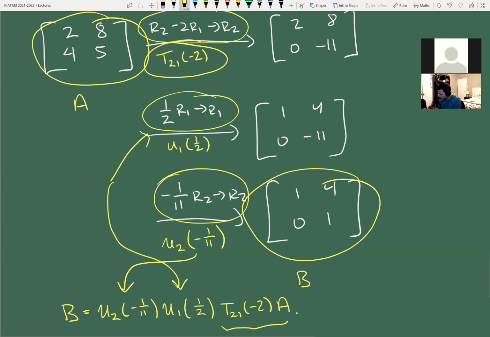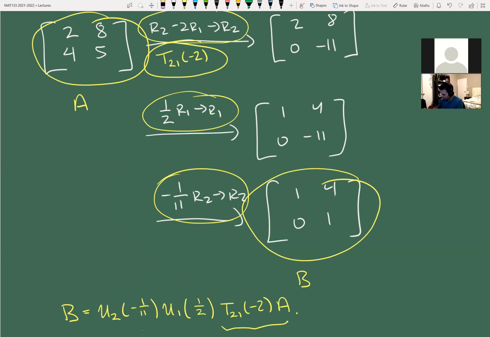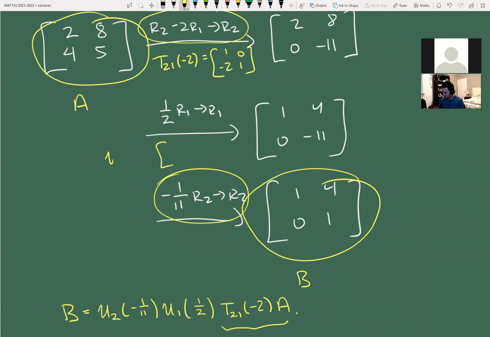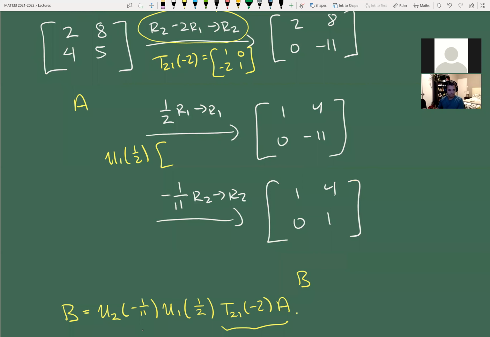And what we just found, and I'm fine telling you what these matrices are because this is the 2x2 case. Okay, so we've got T21 of negative 2. We already said what that is, right? It's going to be 1, negative 2, 1, 0. Does anyone know what U1 of 1/2 should be? Yeah, exactly. When you apply it, you add the most recent one, you throw it into the left side. While people are thinking about that, let me answer this question.